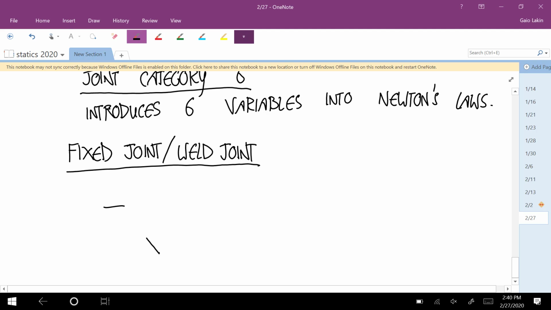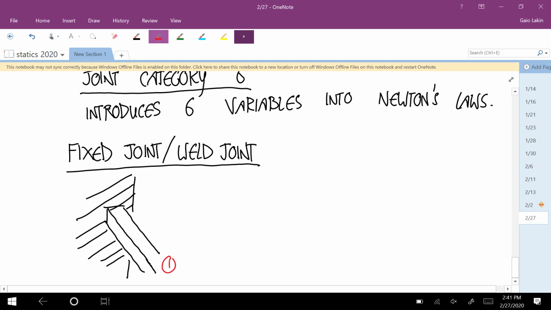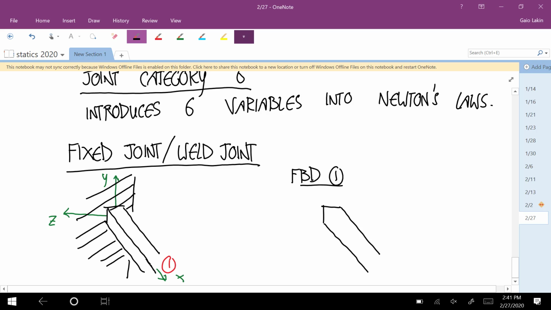So if you have something that's just rigidly connected to another body, let's call this body 1, and it doesn't matter what your coordinate system is, but let's say we have the y-axis that way, the x-axis this way, and that means the z-axis is this way. Then a free body diagram of body 1 has a full unknown force vector because no translations are allowed.